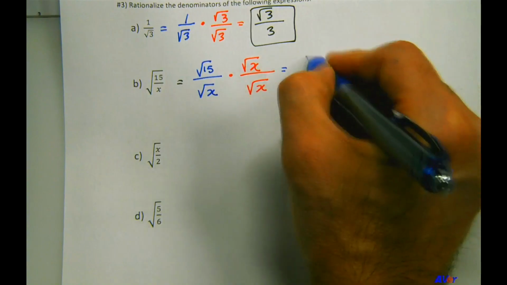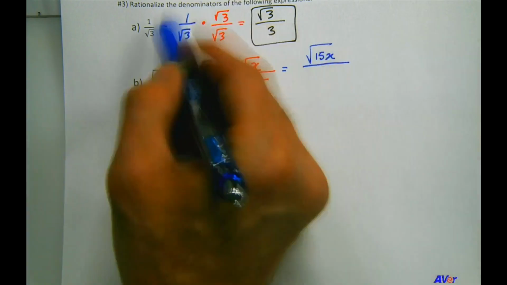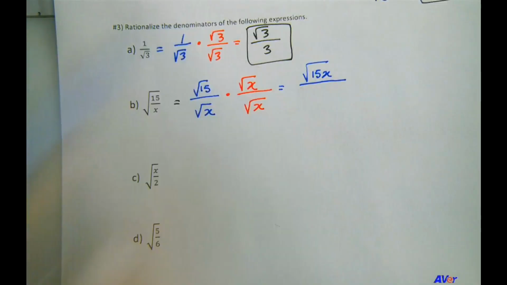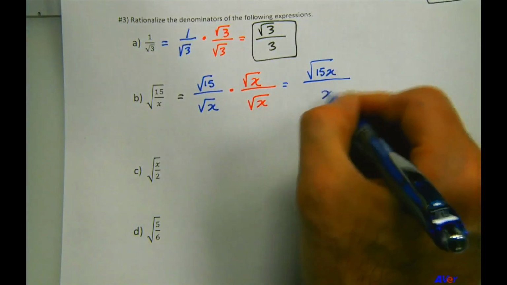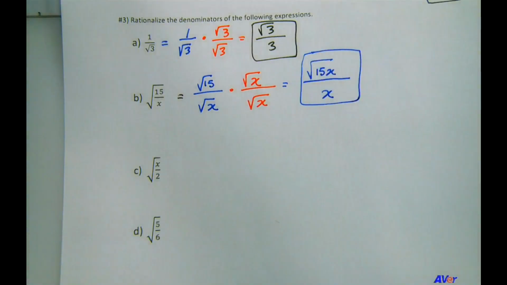So we end up with square root of 15x in the numerator, which is okay because they want us to rationalize the denominators, not the numerator. Okay, and that over x.